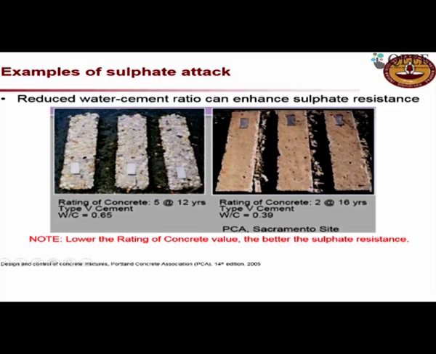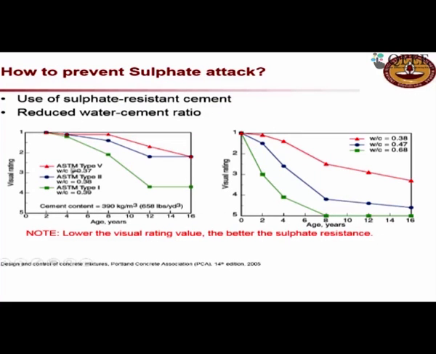This one corroded this much even within 12 years. This is again 4 additional years, that is 16 years, and still you see less degradation. When I say corrosion in this presentation, it is corrosion of the concrete, not the steel. We are talking about the degradation of the cementitious system. Now, this is another example showing how the use of sulfate resistant cement and reduced water cement ratio can enhance the resistance against sulfates.